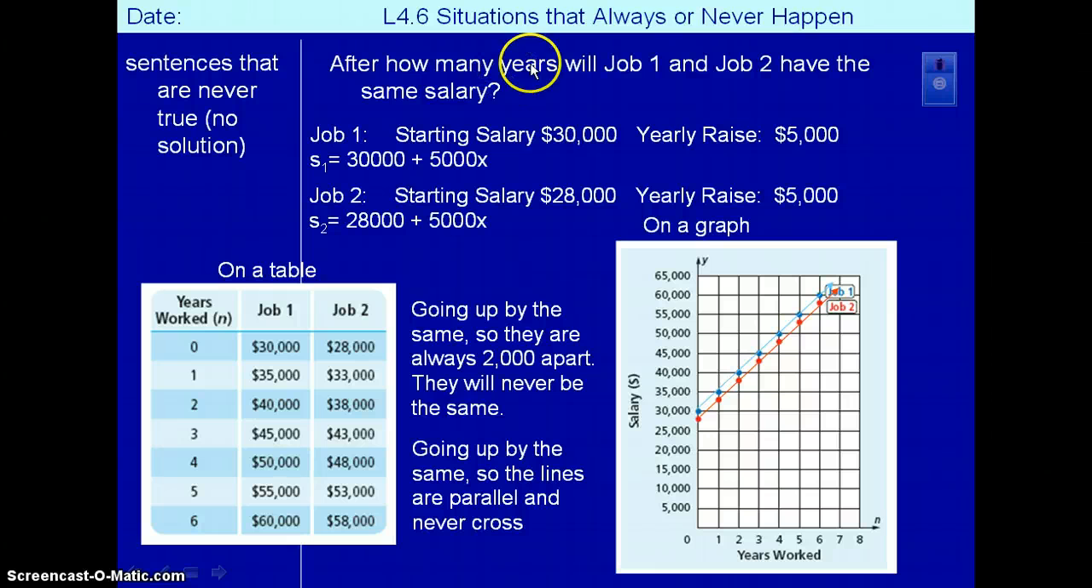The intersection point would be where job 1 and job 2 have the same salary, but there is no intersection point. Therefore, both on the table and on the graph, we can see that there is no solution to the situation. It's never true that job 1 and job 2 have the same salary.